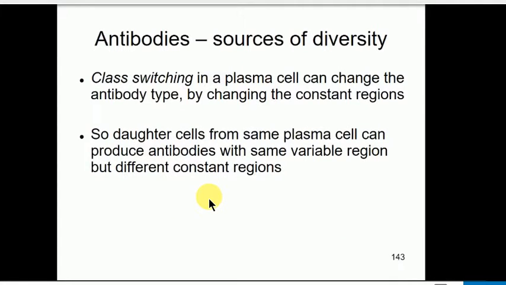The other thing that can happen is a process called class switching, and class switching means that you can get wholesale changing of the constant regions. And that's important because it means that you might have a cell type. Remember I said earlier on that the constant regions of the heavy chains determine the class of the antibody that we're talking about. So you may have a B cell that's producing an IgG antibody with a very high affinity. That can then switch to producing an IgM antibody with exactly the same high affinity by swapping the constant regions between the different constant regions which are encoded on the genome.